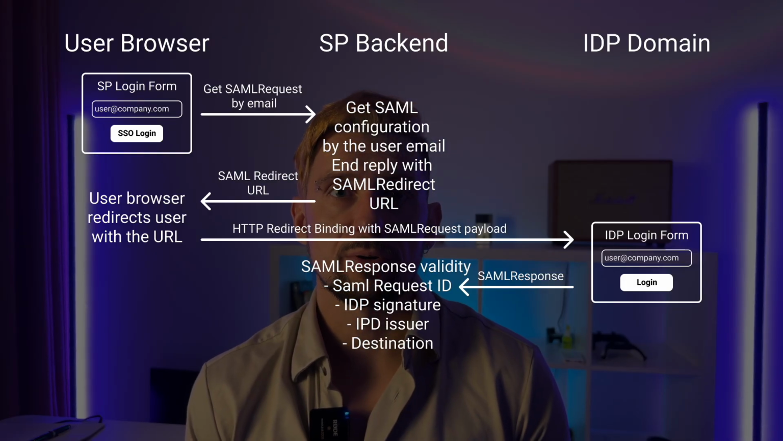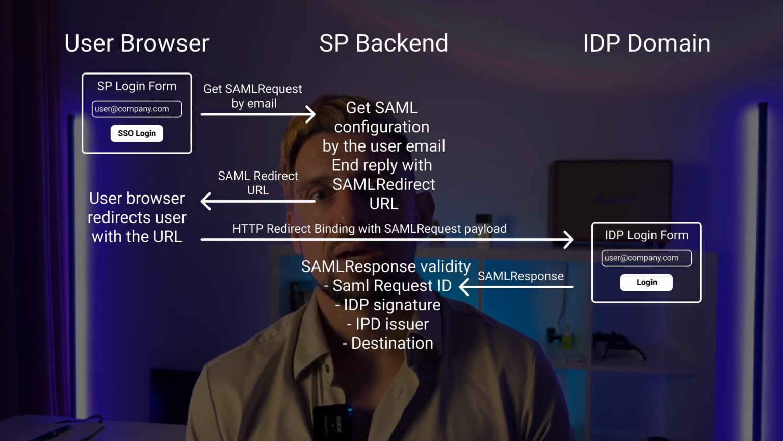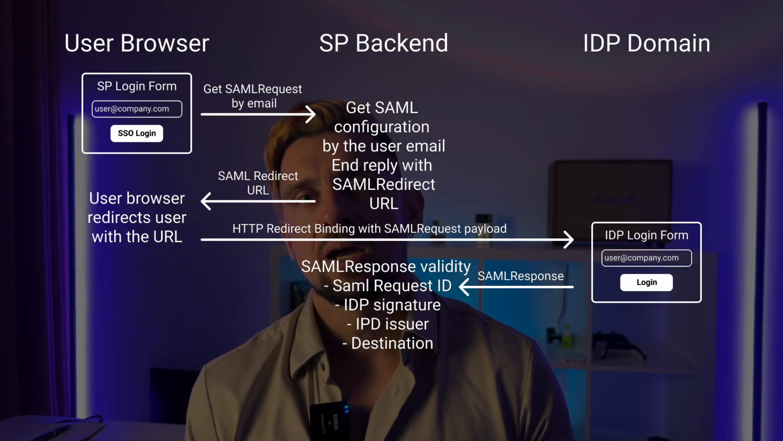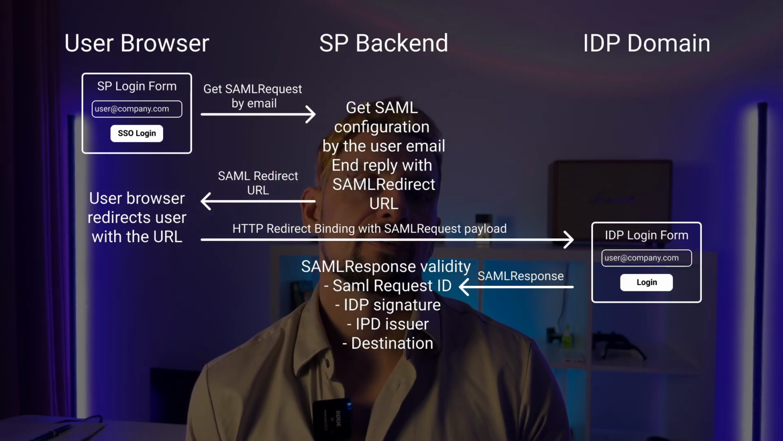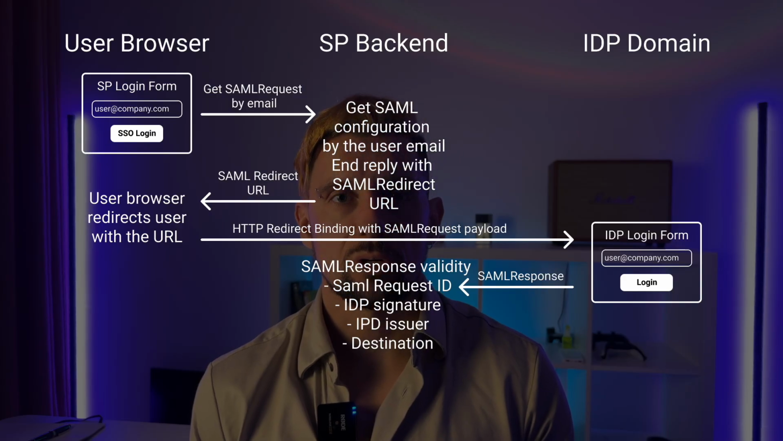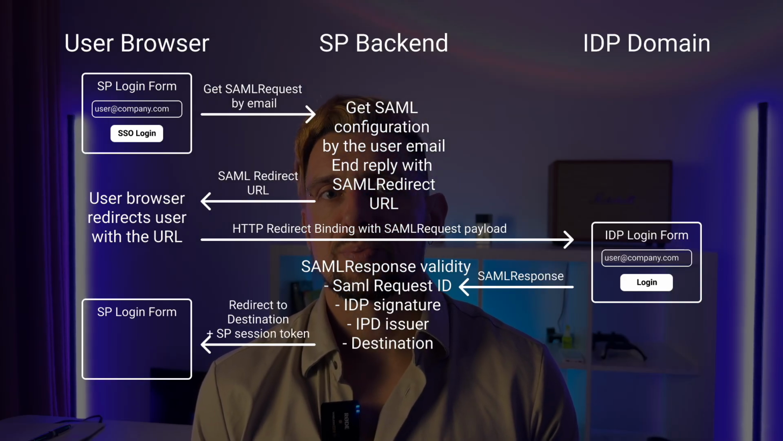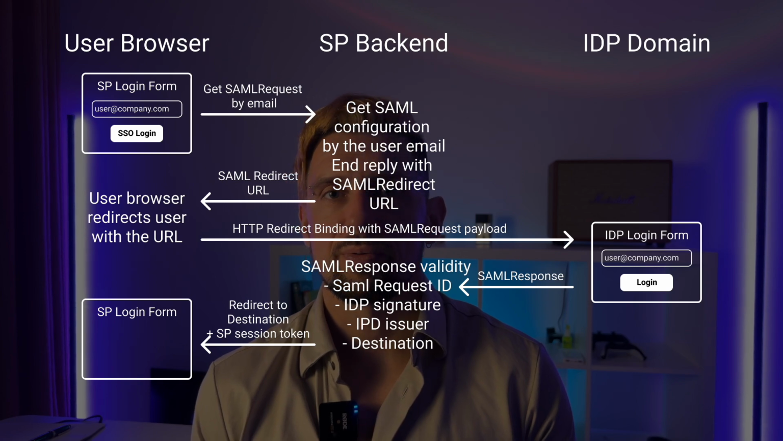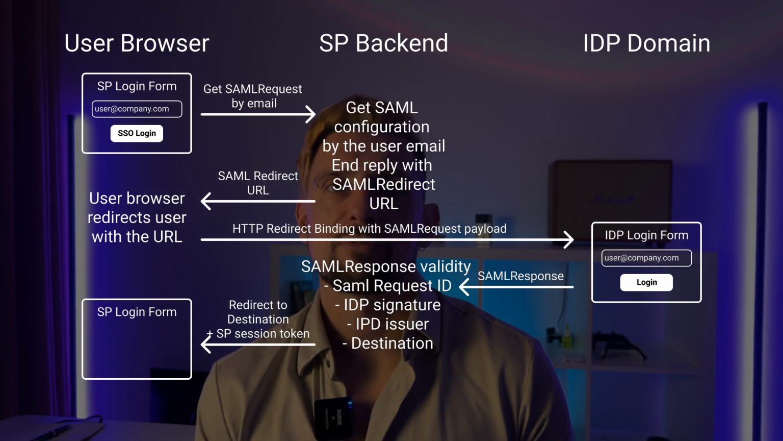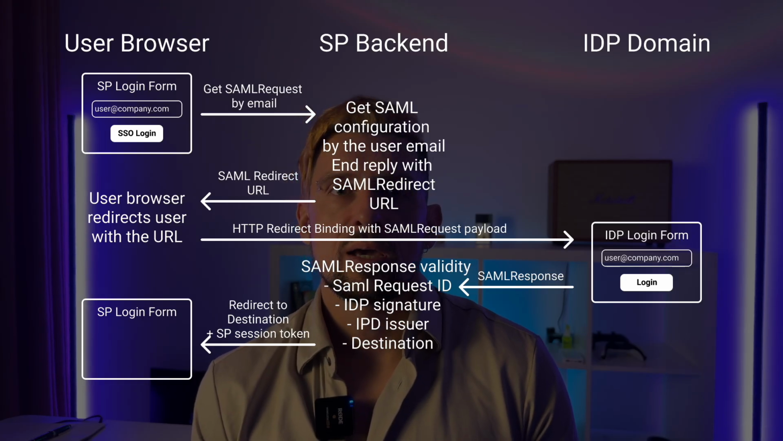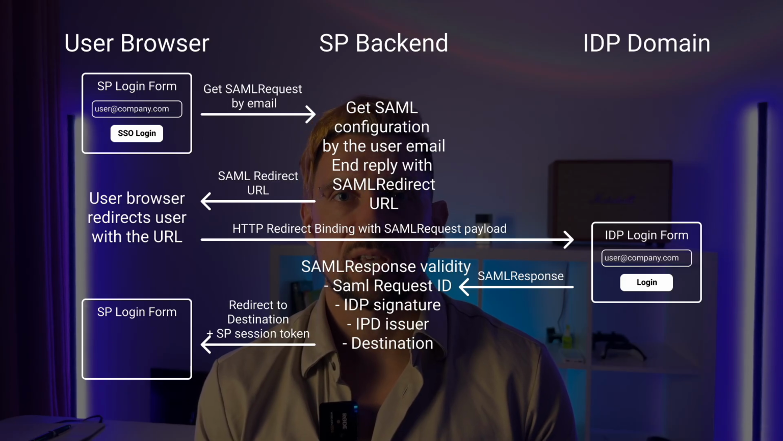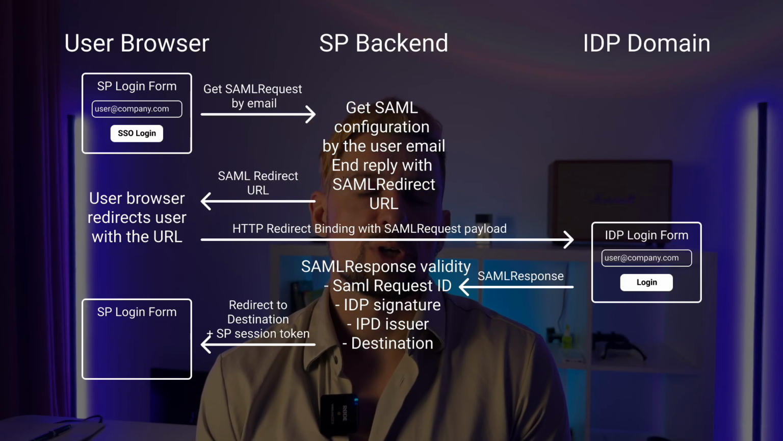Service provider using the Node.SAML validates the SAMLResponse validity. It checks SAMLRequest ID, identity provider signature, identity provider issuer, and destination. If everything is valid, service provider can consider the authentication successful and give the user a service provider level session token and redirect to the destination. The identity provider initiated flow is the same except for the request ID. It's just going to be missing.